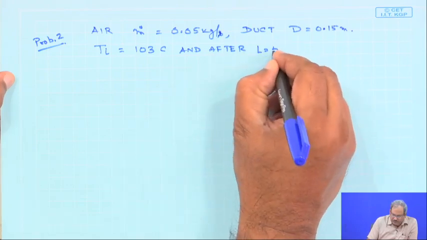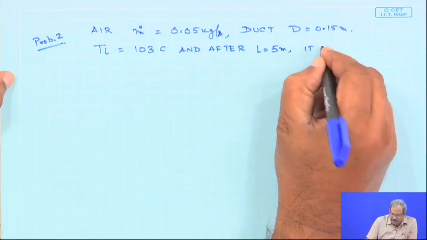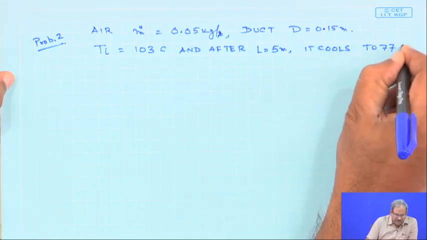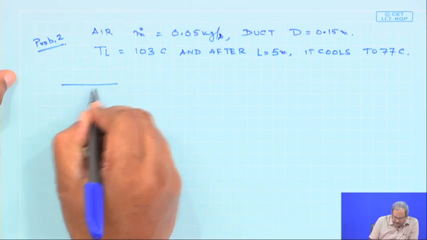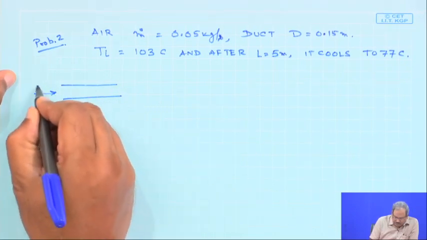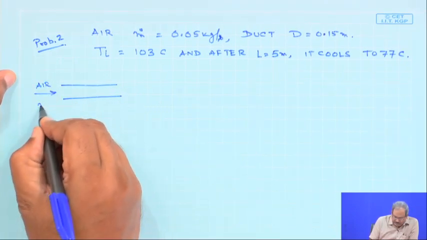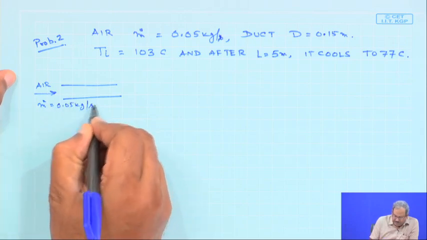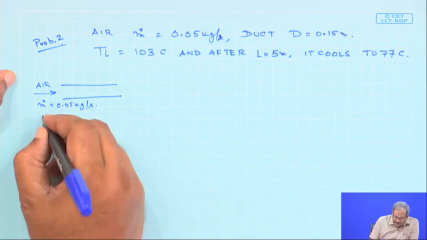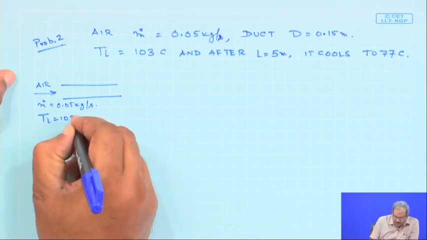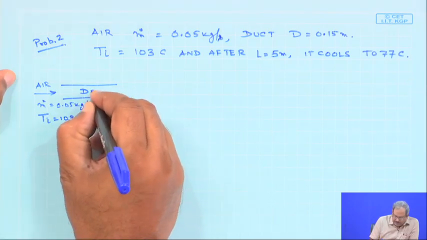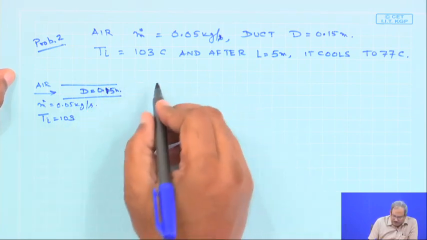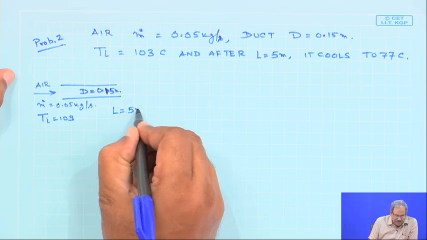L equals 5 meter, it cools to 77 C. So, this is the duct. You have flow of air where m dot is provided as 0.05 kg per second. The inlet temperature T_i is 103 and the diameter is 0.115 meters. The length is 5 meters.